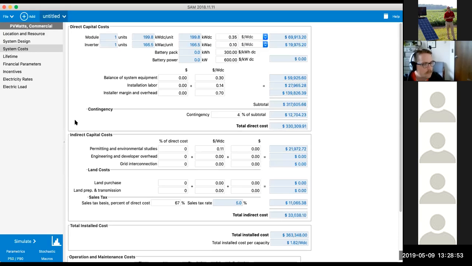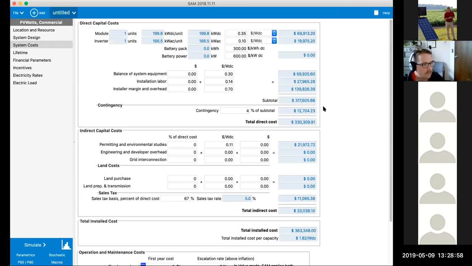System cost is what we're going to look at for what we played with today. You can see this itemizes our system cost, very similar to what we looked at. It has a cost for modules, a cost for inverters, your balance of systems, labor, overhead, contingency, permitting. You can get very detailed in how you want to build your cost.